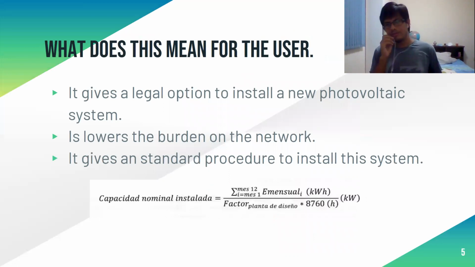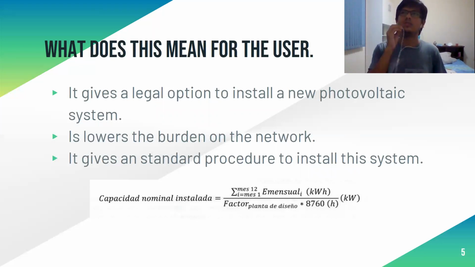So, what does it mean for the user? First of all, this is about my own opinion about the matter. So I think that it is a legal option to installing photovoltaic systems. After all, before this resolution, it wasn't very effective, the type of regulation that there was. After all, any electric company could just say, no, you can't install the panel because it produces problems on my network. So just don't. It lowers the burden of the network.